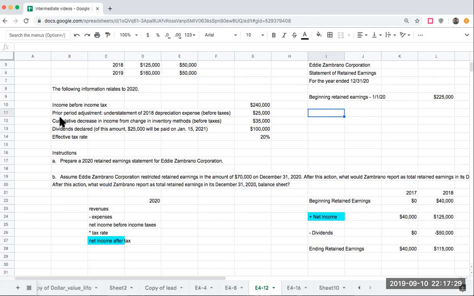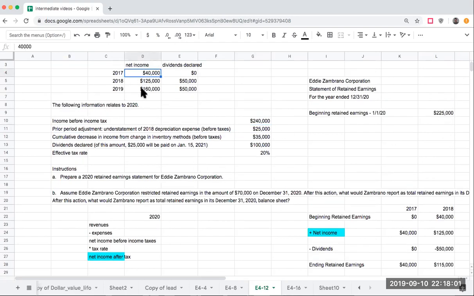I have some issues. My first issue here is that I understated depreciation expense by $25,000, okay? So I didn't take enough depreciation expense. So what I'm going to need to go through and do is to make an adjustment here to reduce my beginning retained earnings for this error. Now, what's really important here is that you see this is before taxes. These numbers here for net income, these were after tax.